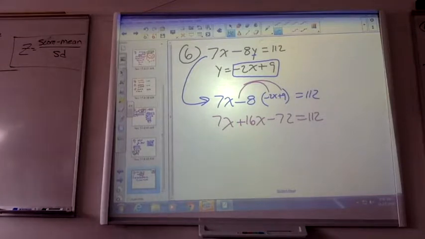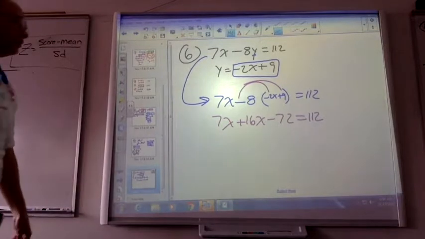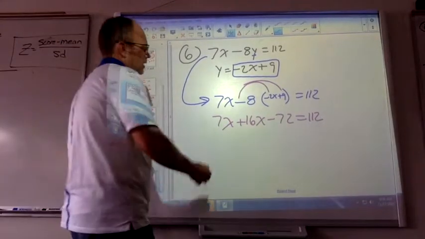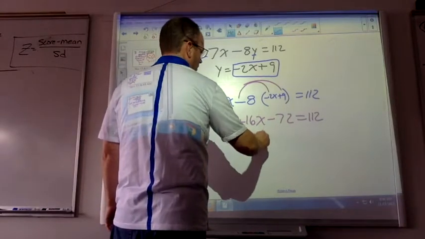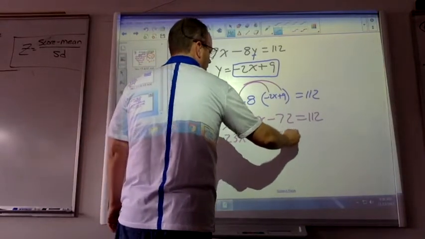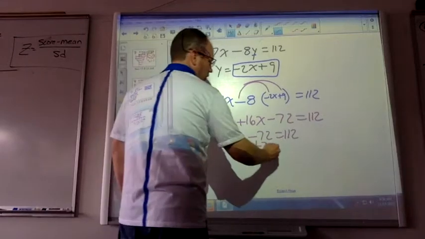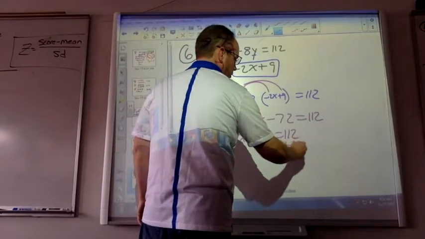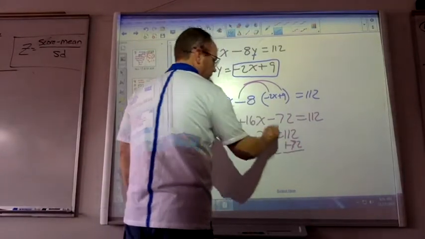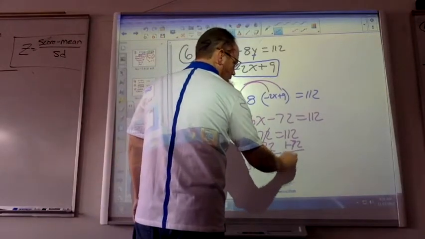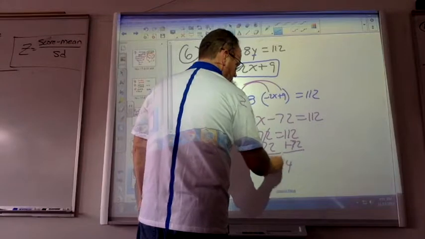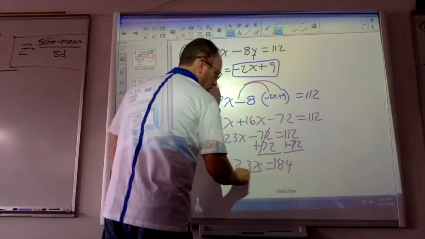Did I check right okay on that? Yeah. All right. Combining like terms, 16x and 7x being added together would get me 23x minus 72 equals 112. Let's add 72. So 23x is equal to 184. Divide each side by 23.